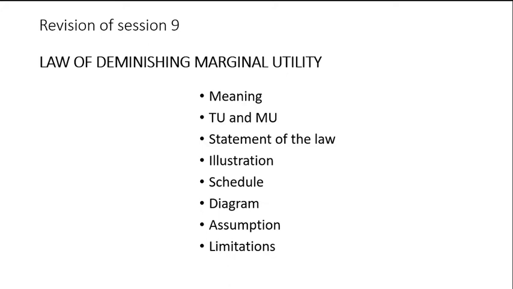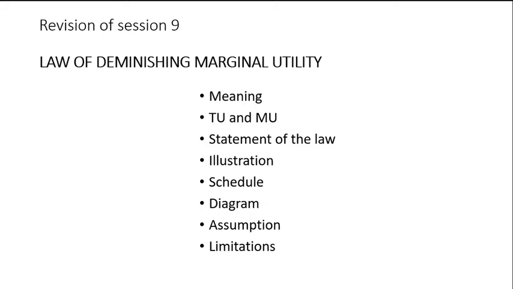Then come the assumptions of the law of diminishing marginal utility. You may remember assumptions like same quantity, same quality, same unit, and that the consumer should be very much rational. Then the marginal utility of money remains constant, there is no change in income, and there is no change in person. So there are a number of assumptions in this law.